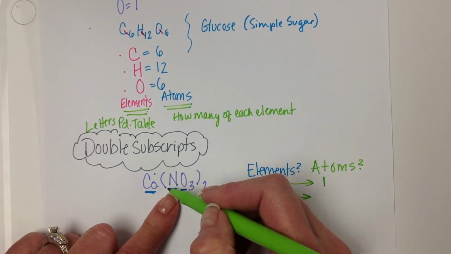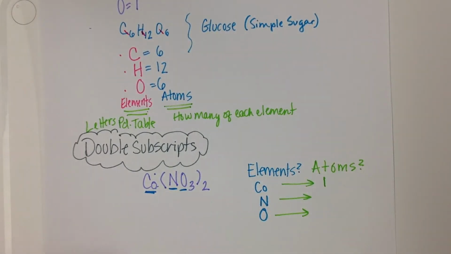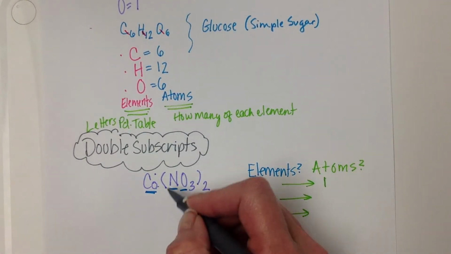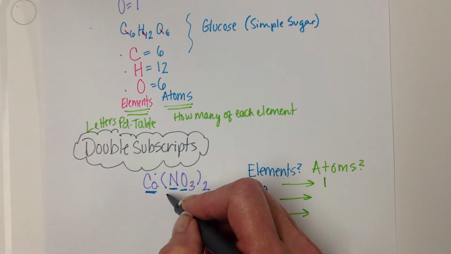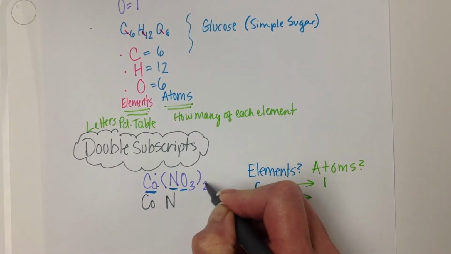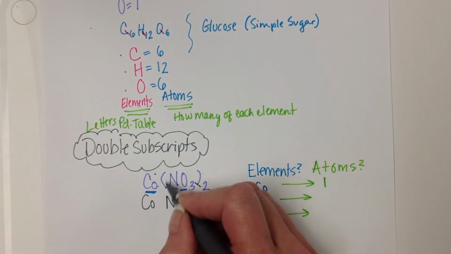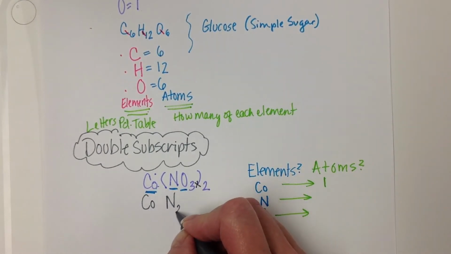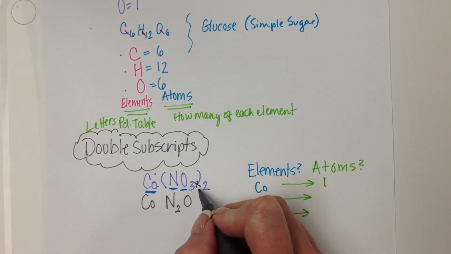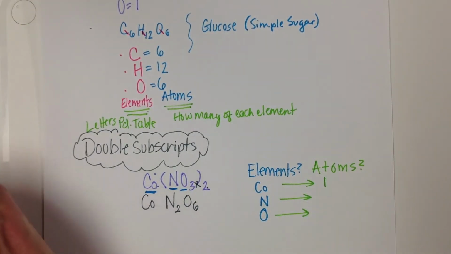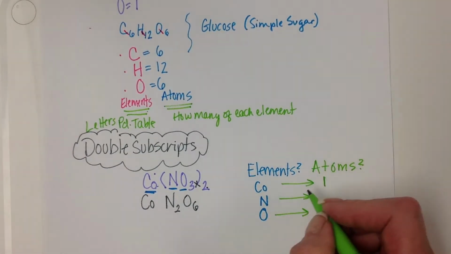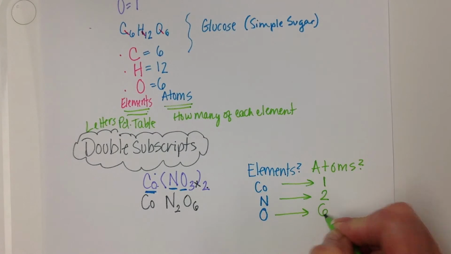N is stuck in this parentheses, and if you know from math, you always do the parentheses first, so you could even actually remove these by multiplying the subscript 2 by the elements inside the parentheses. So we could bring this down and say N. Well, this goes with everything now in this parentheses, right? So N2, and O was already 3. Now we have times the 2, so that would be 6. So now we could finish our job and count the elements. So we have 2 nitrogen and 6 oxygen.